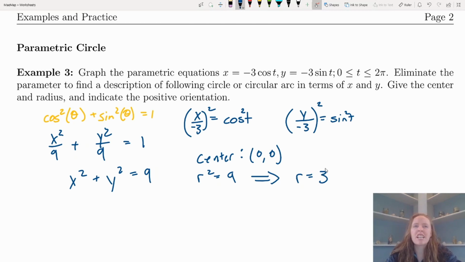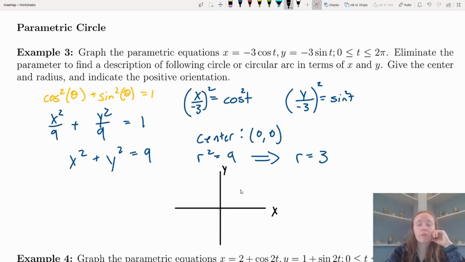And now I just have to indicate positive orientation, which is when our t value really starts to come into play to help dictate how we're moving around this curve. So I know I'm going to have a circle with a radius of 3. Now I just have to figure out exactly where I'm stopping and where I'm starting. So if I'm plugging in 0 for t, I'm going to have the cosine of 0, which is 1, and 1 times -3 is going to be a -3.